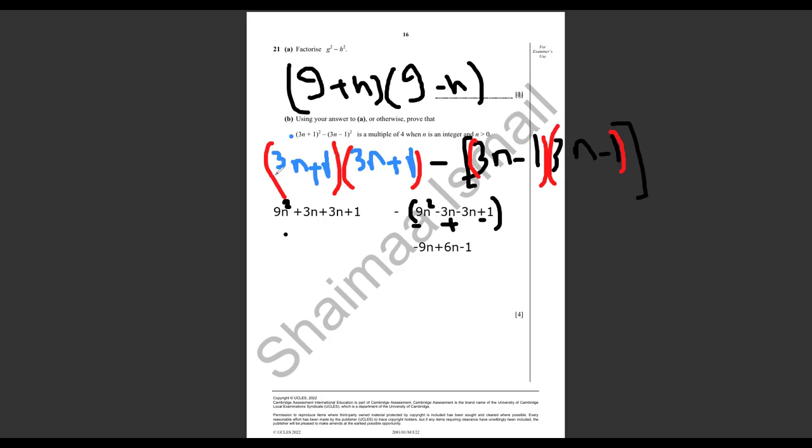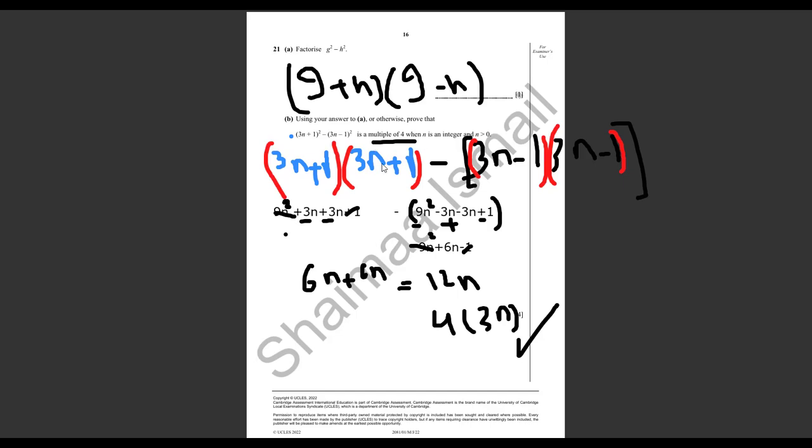And now we're going to expand. Here we have also 9n squared. Okay, so 9n squared, positive and negative will cancel; here 3n and 3n are also 6n plus 6n, and negative will go with positive. So all of these equal 12n, and actually 12n has a factor of 4. So it would be 4 multiplied by 3n, and we get that it is a multiple of 4, since it has a factor of 4. And we did it.